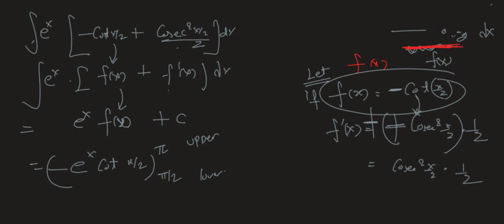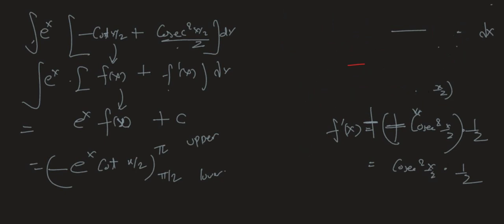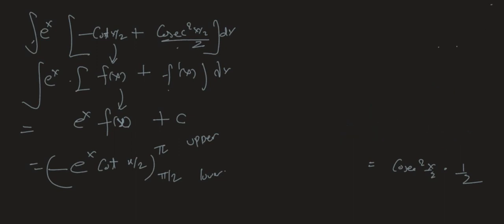So how do we solve when the limits are given? Anybody remembers? We do upper minus lower. So I will do that. I'm taking out upper limit minus lower limit. e^(pi) minus cot x by 2.